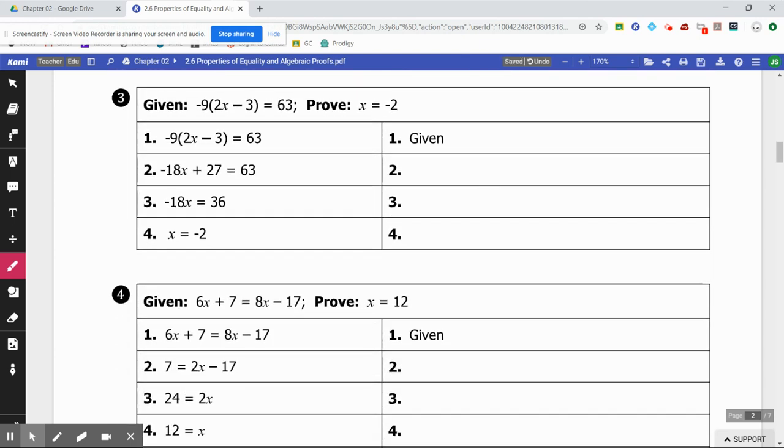Next problem, you're given that this is true. We want to somehow prove that x must be negative 2. So obviously the first step is going to be to get rid of those parentheses. And the way we're going to get rid of those parentheses is by using the distributive property.